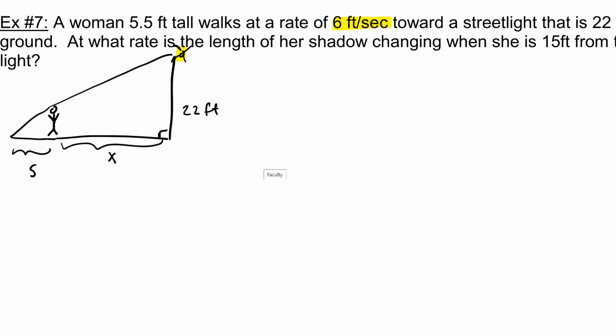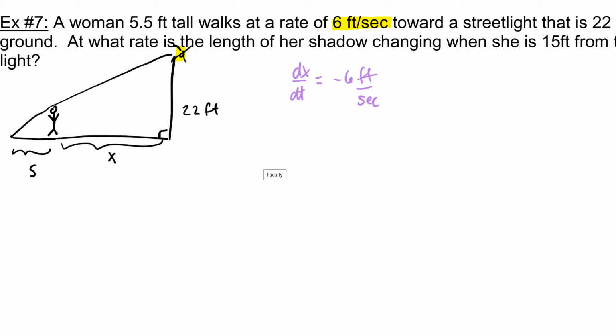She is going towards the street lamp. Which thing is changing? The X. Is it getting bigger or smaller? Smaller, because she's getting closer. So that's why dx/dt is going to be negative 6 feet per second. Because she's getting closer and closer, X is getting smaller. The distance between Hannah and the street lamp is getting smaller, by 6 feet per second. So we're decreasing X. That's why it's a negative, because she's closing the gap between them.